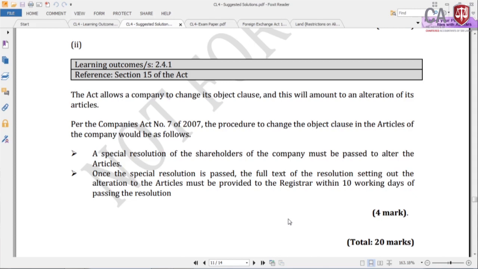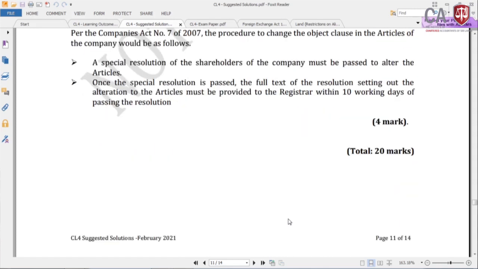A special resolution of the shareholders of the company must be passed to alter the articles. Special resolution, because this is very important that you are amending or altering the objects of the company. Then once the special resolution is passed, the full text of the resolution setting out the alteration of the articles must be provided to the registrar within 10 working days of the passing of the resolution. That is how you need to do it.